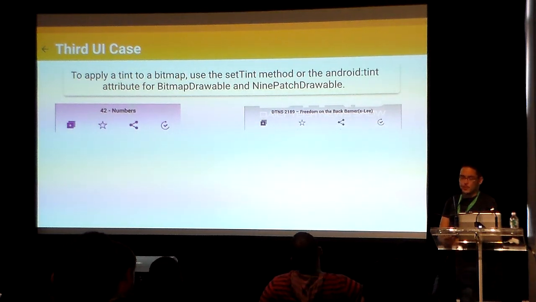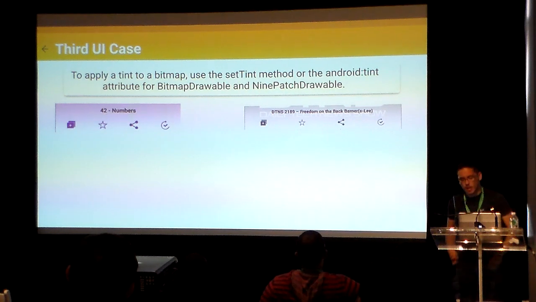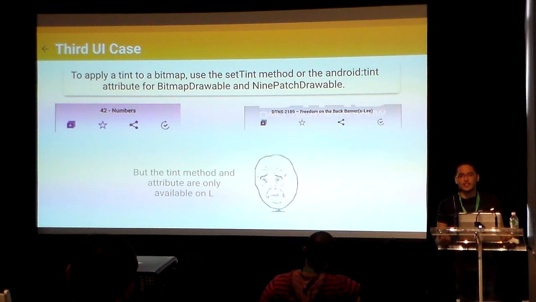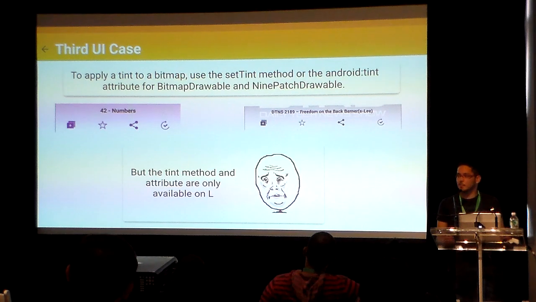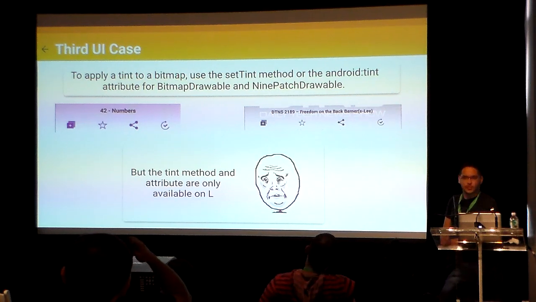And what we do to apply tint to a bitmap, we just have to call the setTint method, or the Android tint attribute, for the bitmap drawable and the 9-patch drawable. But there is only one problem with that: this is only available on L. And the truth is, we're not only developing for L, actually we're not developing for L at all because it's not released. So what do we do? How can we bring that to prior versions, to our KitKat and Gingerbread versions?